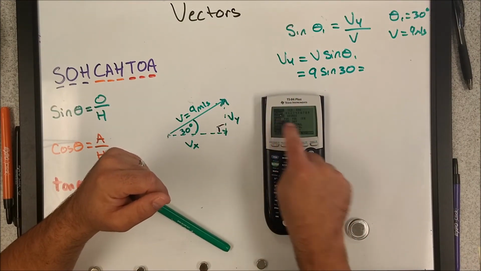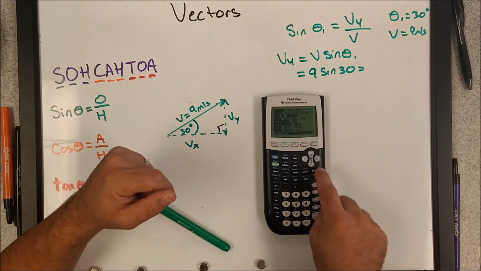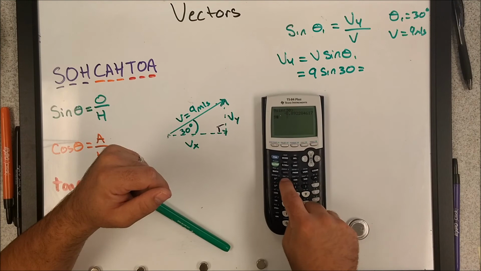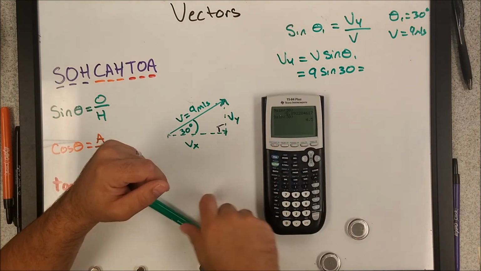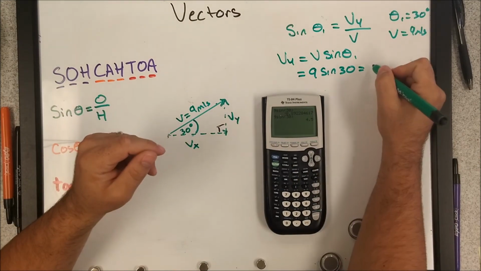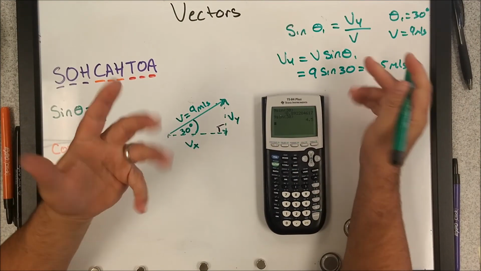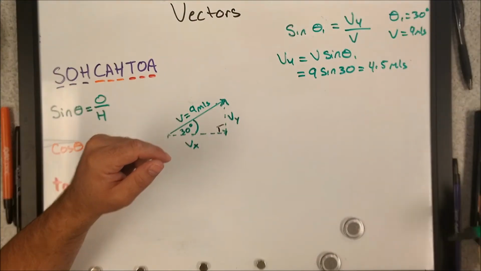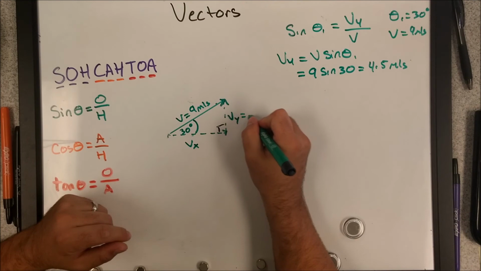Oh, that's what it is. I'm in radian mode. You go over to degree. Always make sure your calculator's in degrees when you're doing trig. I'm sure your math teachers have hammered that in over the years, right? 4.5. That is so much more logical. So 4.5 meters per second. Also, it's helpful to know that sine 30 is 1/2. Cool. Now we know Vy is 4.5 meters per second.